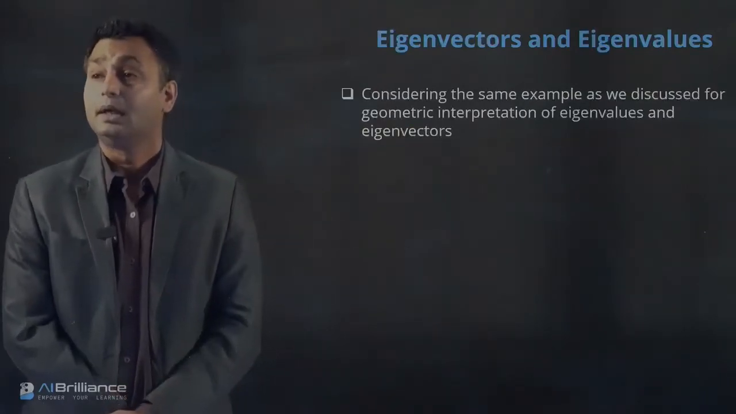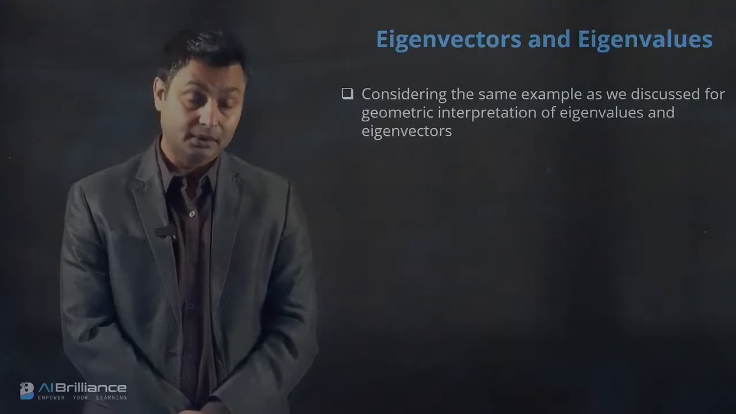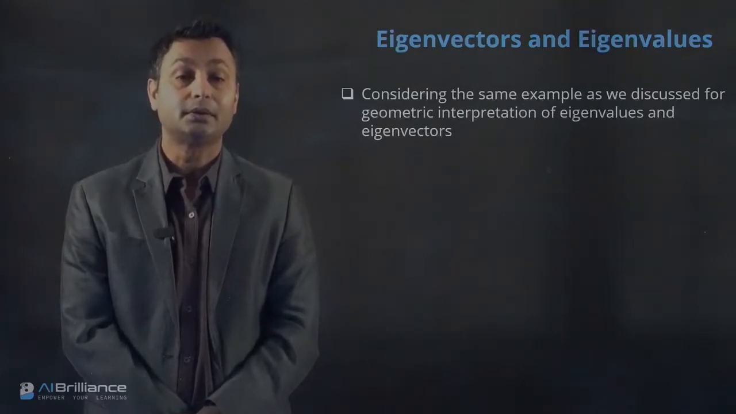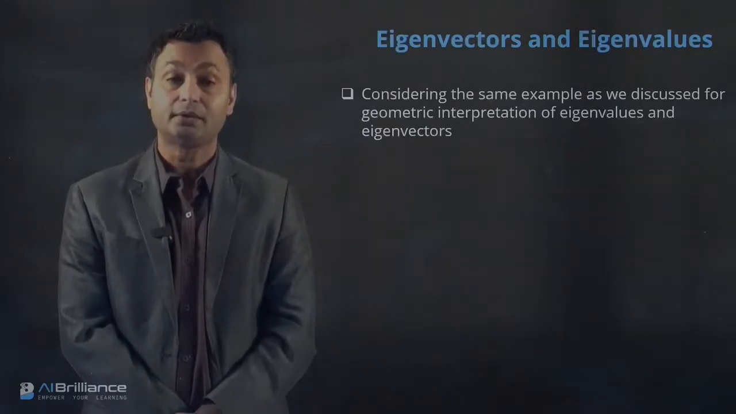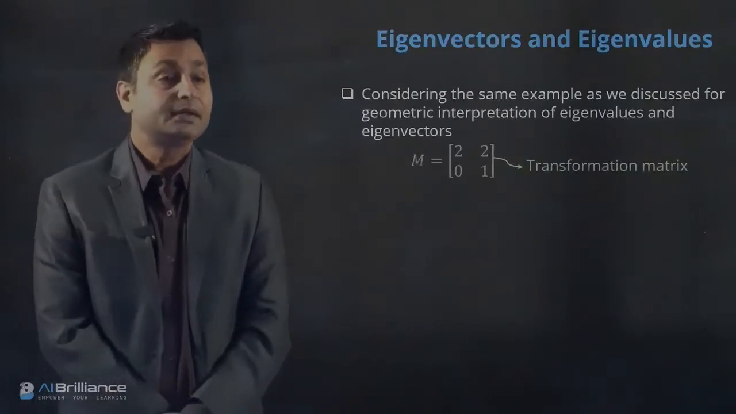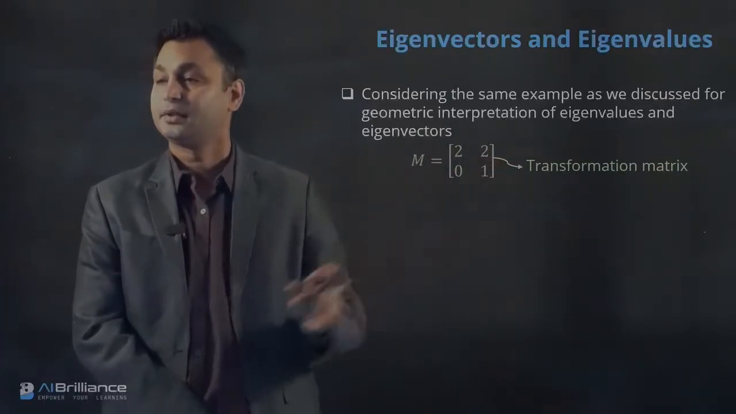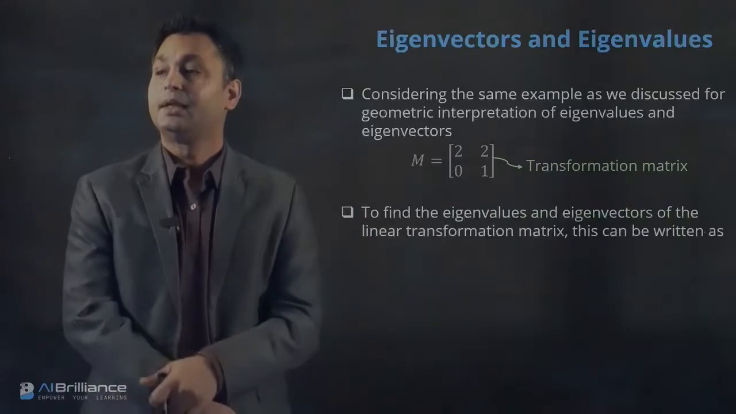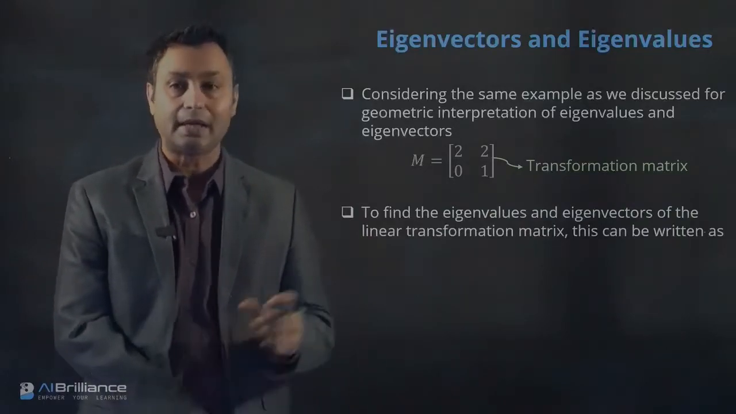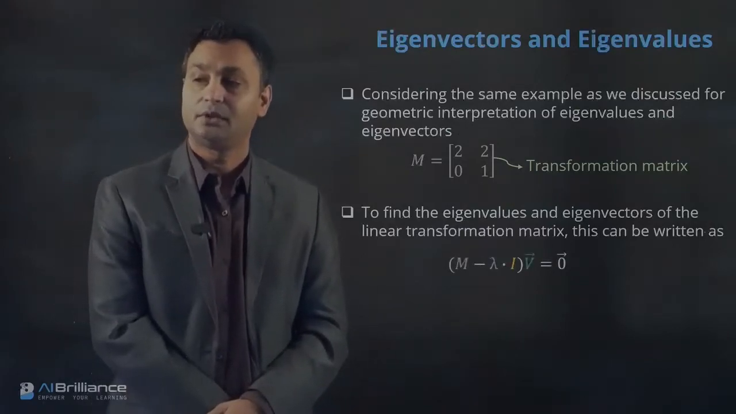So, let us take an example problem and go through all the steps that we have discussed, which will help us in computing the eigenvectors and eigenvalues in a numerical approach. Okay, so let's take the same transformation matrix that we have been using. Let's say this is the transformation matrix, and if you want to find the eigenvalues and eigenvectors corresponding to this matrix, we can start with the equation that we have, right?